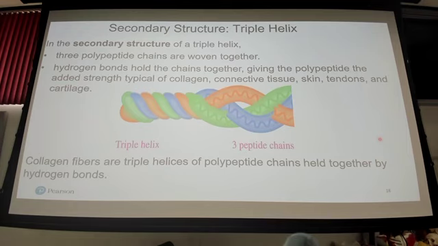So we know for collagen, it's a little bit different. It is considered a specialized secondary structure. It's 3 different amino acid chains that are bound in a rope or braided-like pattern. And this is how connective tissue is formed in our body. And the tight hydrogen bonds are what make it strong.